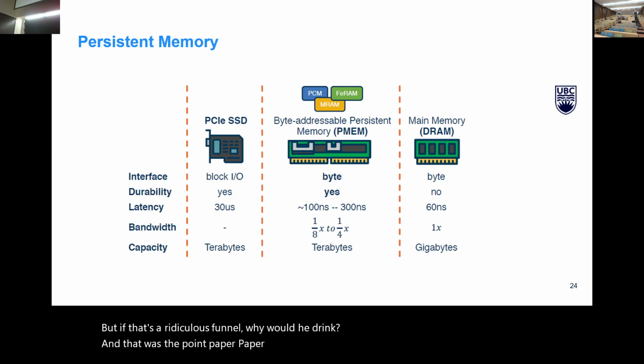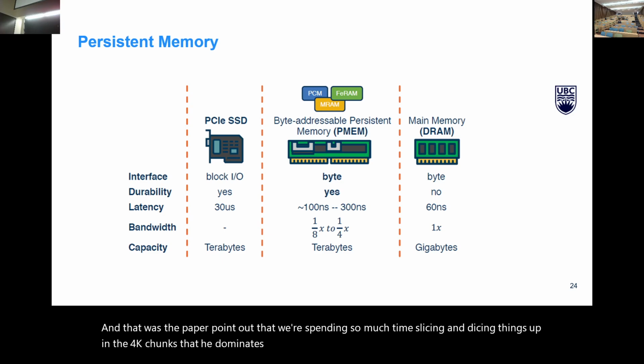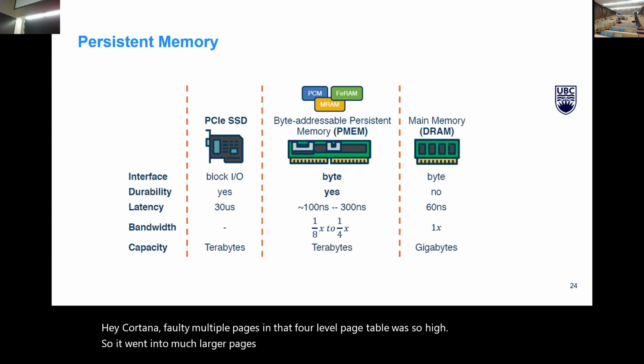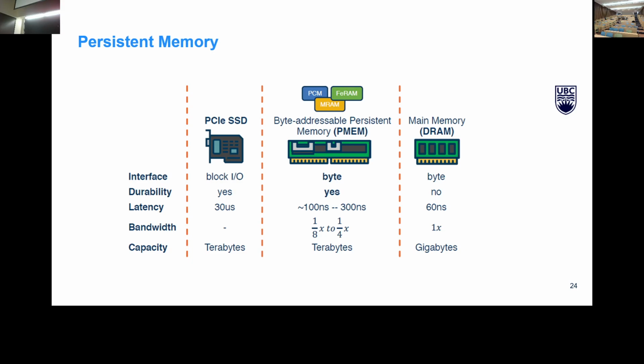The paper pointed out that we're spending so much time slicing and dicing things up into 4K chunks that it dominates; literally the page fault cost dominated the slowness of the memory. So the memory was slower than DRAM, but the cost of faulting multiple pages in a 4-level page table was so high that it dwarfed the evaluation. And so when we went to much larger pages, like 1 gigabyte pages, the Intel CPUs only give you 4 TLB entries, but it was still way faster than using 4K. Because you got like 1,000 of 4K TLB entries, but the moment you blew through those, it was all over. Because to walk the page table requires up to 4 memory accesses.